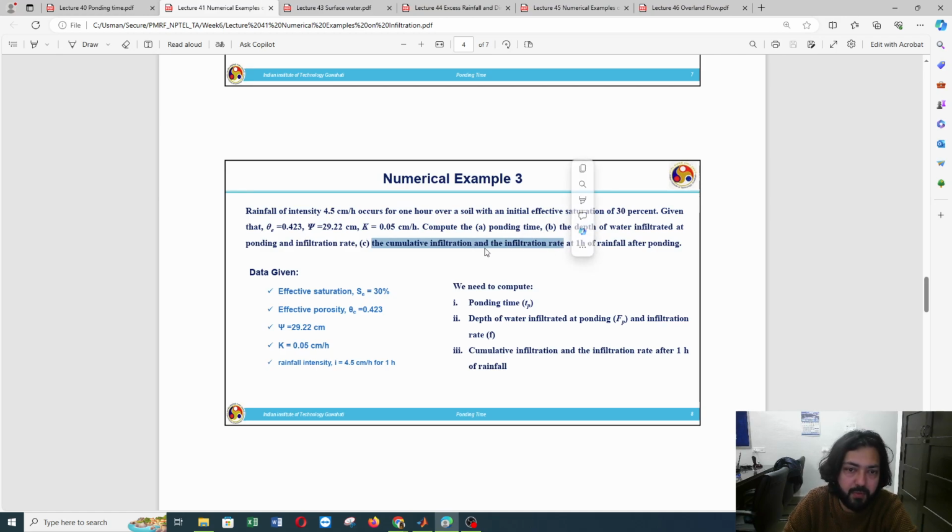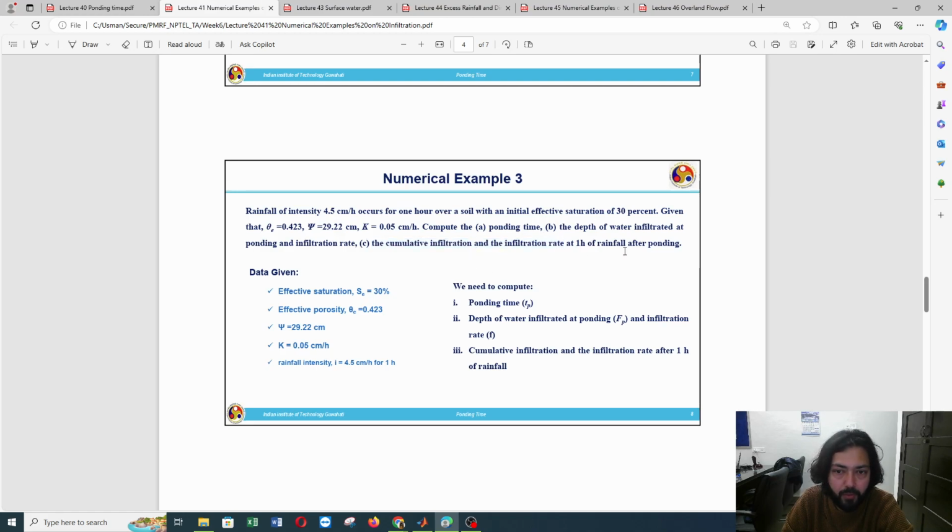We know the difference between these two terms. Cumulative infiltration is nothing but the depth of water that is infiltrating, and infiltration rate is the rate at which the water is infiltrating, right? And we also know the relation between them. If we have infiltration rate, we take the integration of it and get cumulative infiltration, and vice versa: if we have cumulative infiltration, we take the derivative of it and it will give infiltration rate. We also know the equation for both of them.